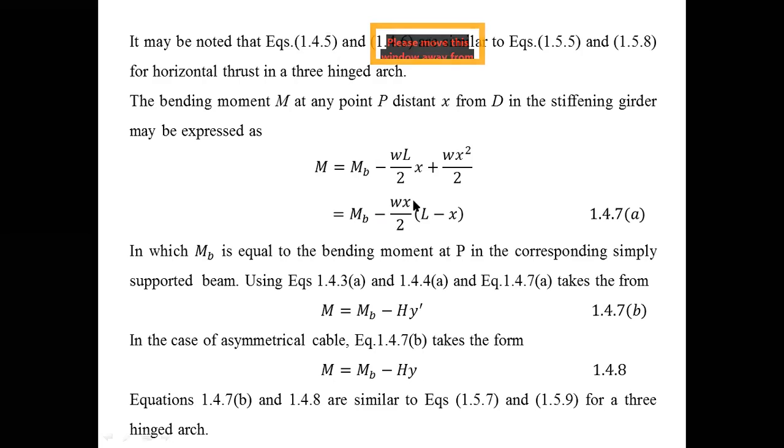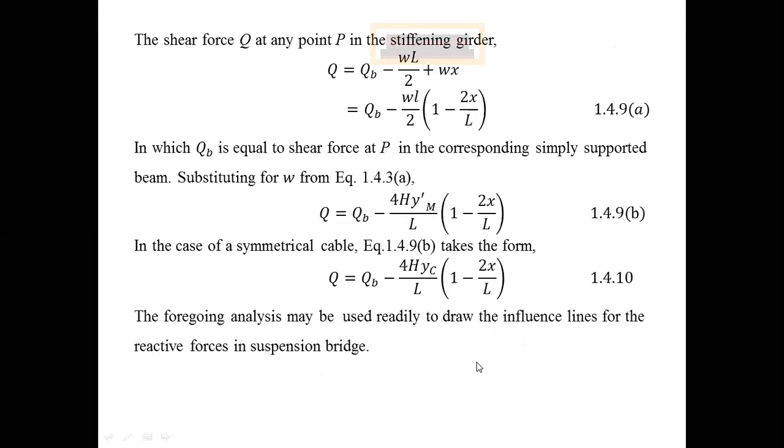You can see on the screen, M is equal to Mb minus wx by 2 into l minus x. This equation gives the bending moment at any section if the supports are at different levels, and also the shear at a particular point on the stiffening girder will be calculated by using these two equations. The general equation is Qb minus wl by 2 into 1 minus 2x by L. This equation gives the shear.